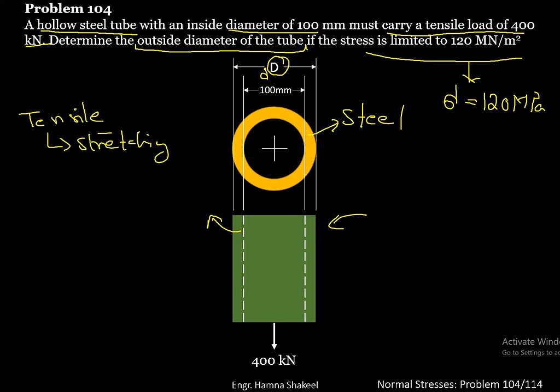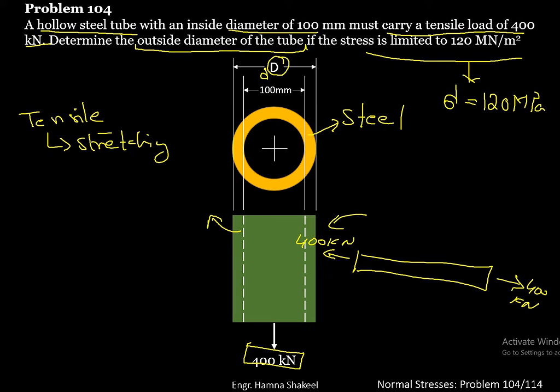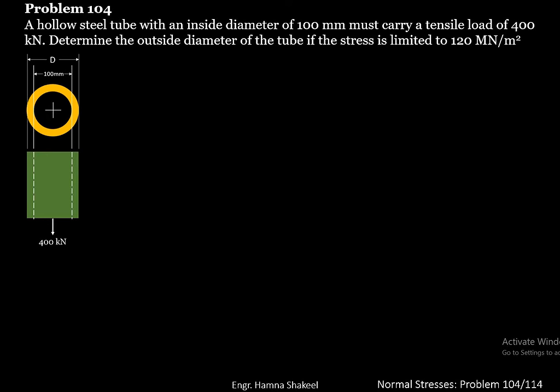So you're applying a tensile load of 400 kilonewton, means that if you have a tube like this, you're applying a load of 400 kilonewton and you're trying to stretch it. So now we have understood the problem. Let's try solving it. Let's do it the conventional way.